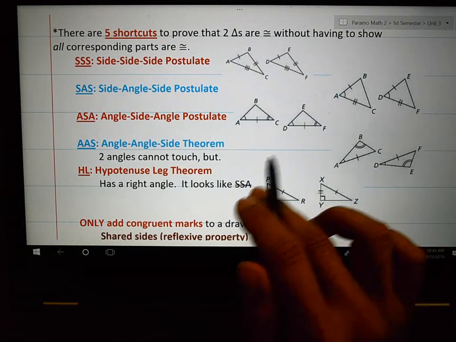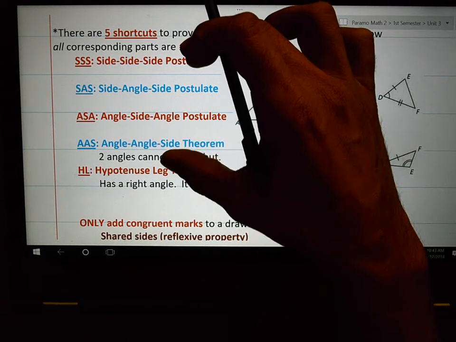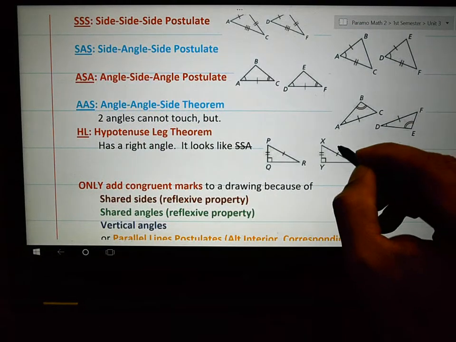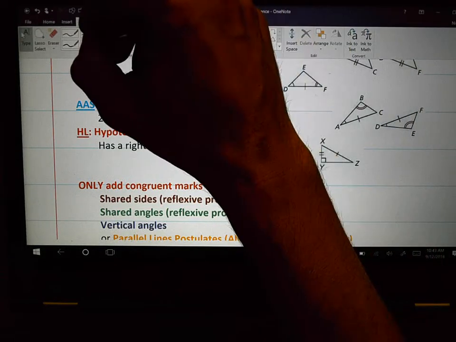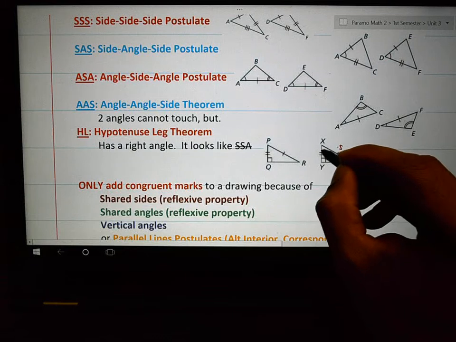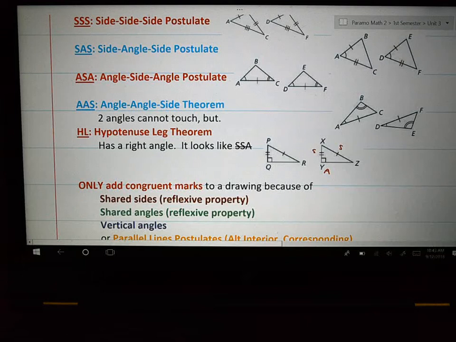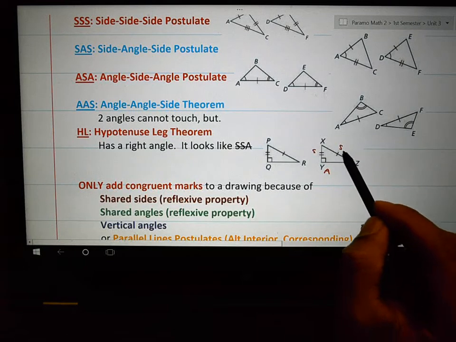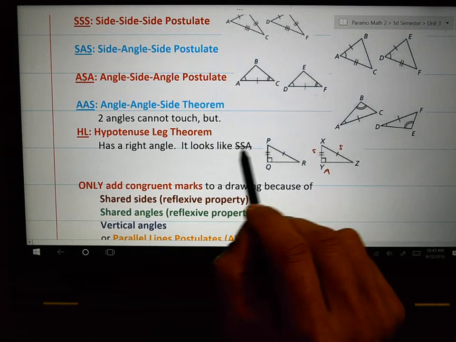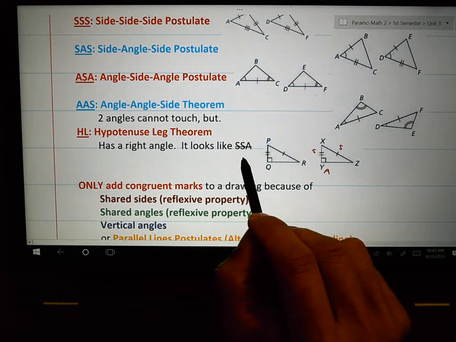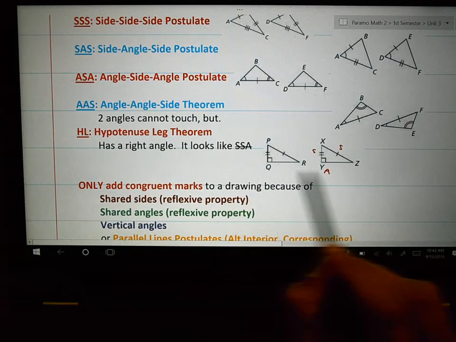Some people get this last one confused with these top four. They get it confused because some people will look at this and see, let me get the red pin out, a side and an angle. When you're reading this triangle, some people would read this as a side touching an angle. There is no postulate. That's why there's this line going through there. There is no side-angle postulate.